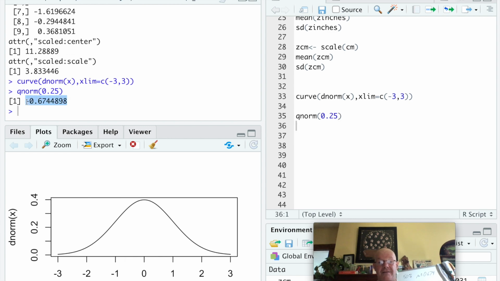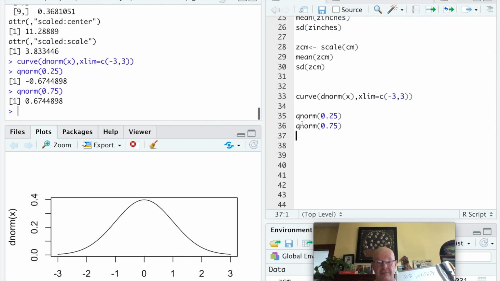Hey, 0.674. That's what Jim wrote up on the whiteboard. See, I wasn't just making it up. Then we could do the same thing with qnorm, and I want to know the 75th percentile. That's going to be positive 0.67. And so that's where this magical formula comes from. We're simply asking for the middle 50% of the data, equal tailed, so we expect 25% of it to fall beneath those bounds and 25% of it to fall above those. That should give us 50% of the data.